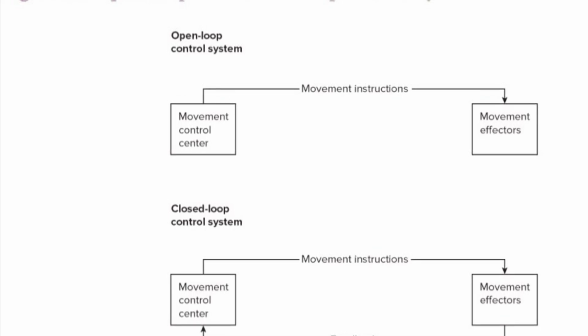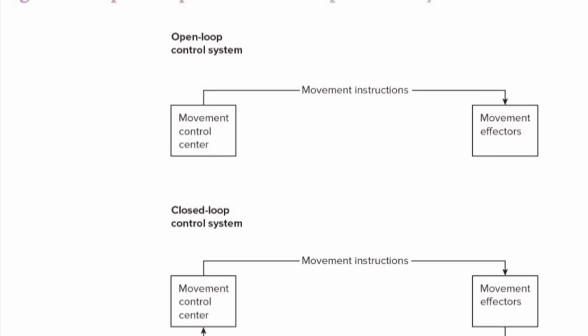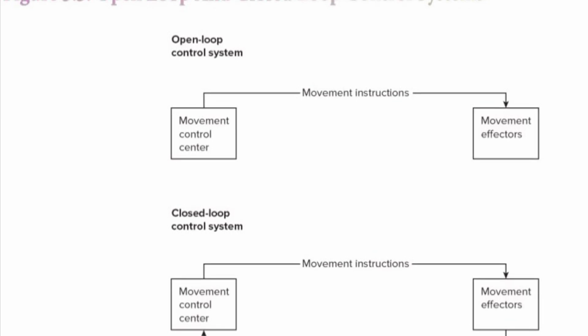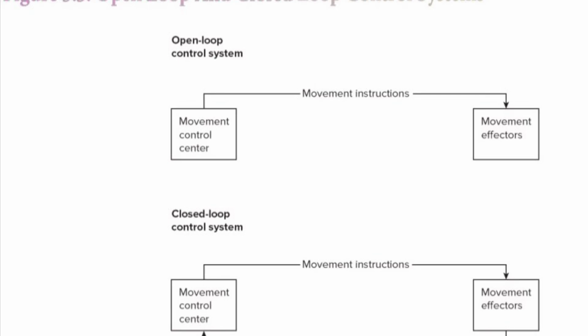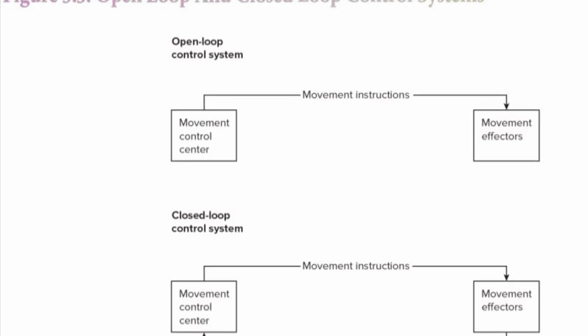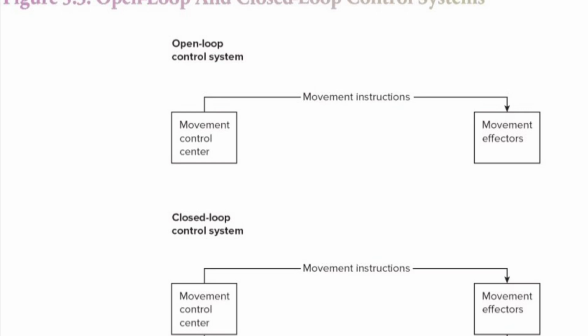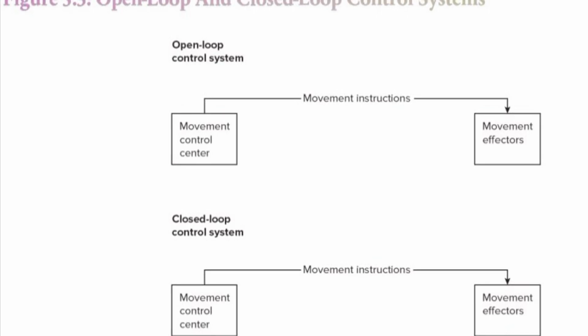So what is the difference between the two? An open loop system is one that does not use feedback. The instructions contain all of the info necessary for the effectors to carry out the planned movement. Looking at the image, we have the movement control center, and movement instructions straight to the movement effectors. Those effectors travel down from the central nervous system. Basically, effectors, think of exit, they are exiting, okay?